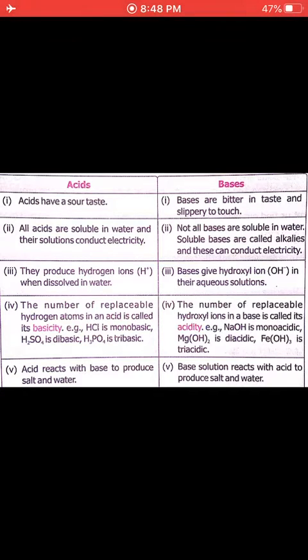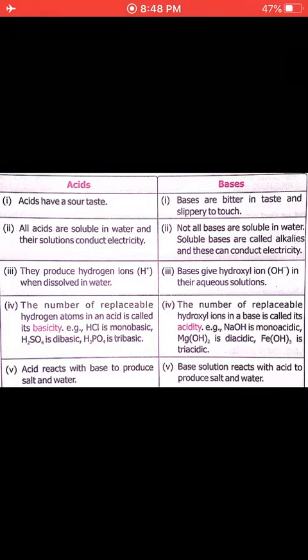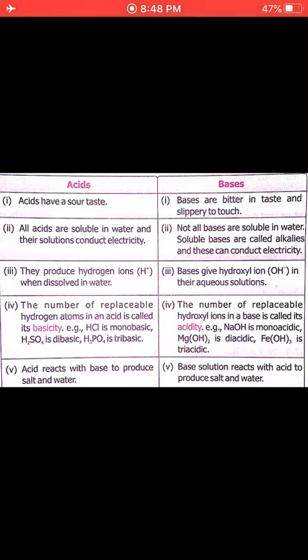As I have told you in a previous slide, when an acid dissociates or breaks down, it forms H positive ions, while a base forms OH negative ions. Okay, the number of replaceable hydrogen atoms in the acid is called its basicity. The number of hydrogen ions which can be replaced in acids is its basicity, while the replacement of OH negative ions is considered its acidity.